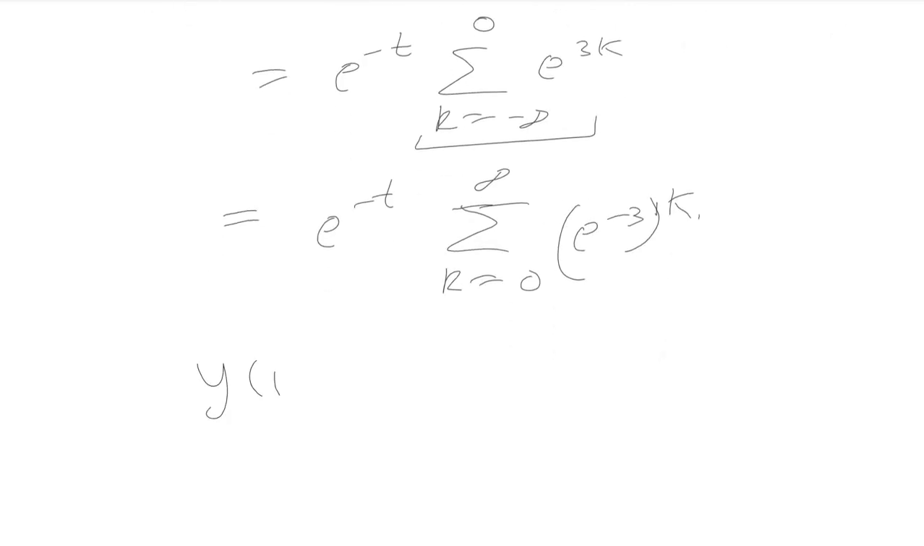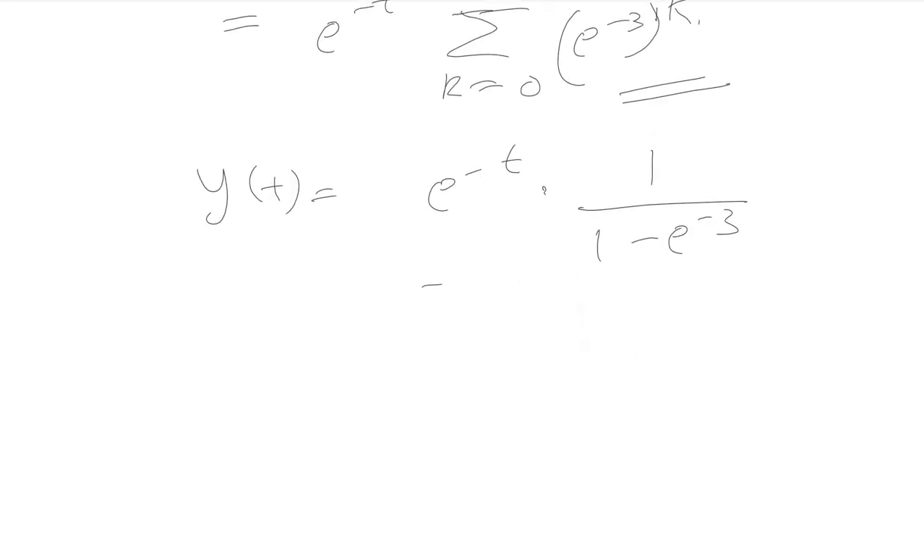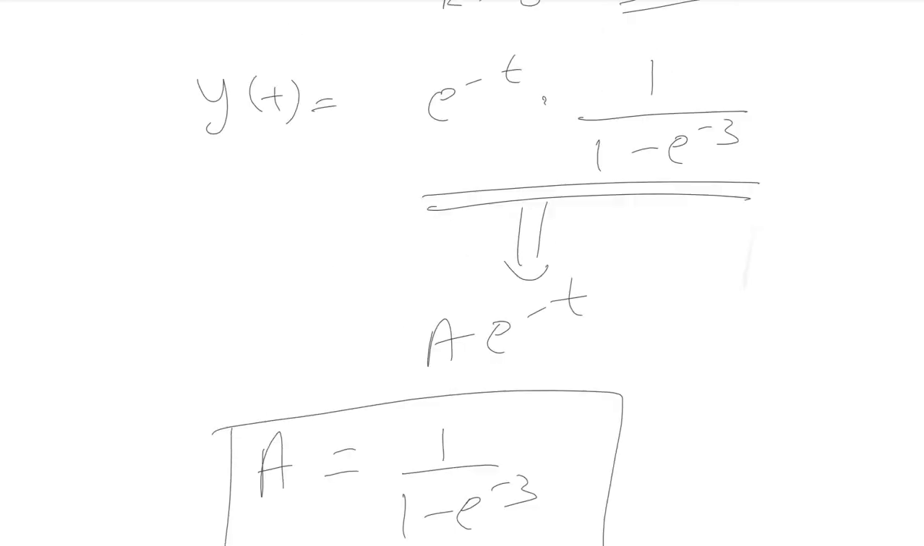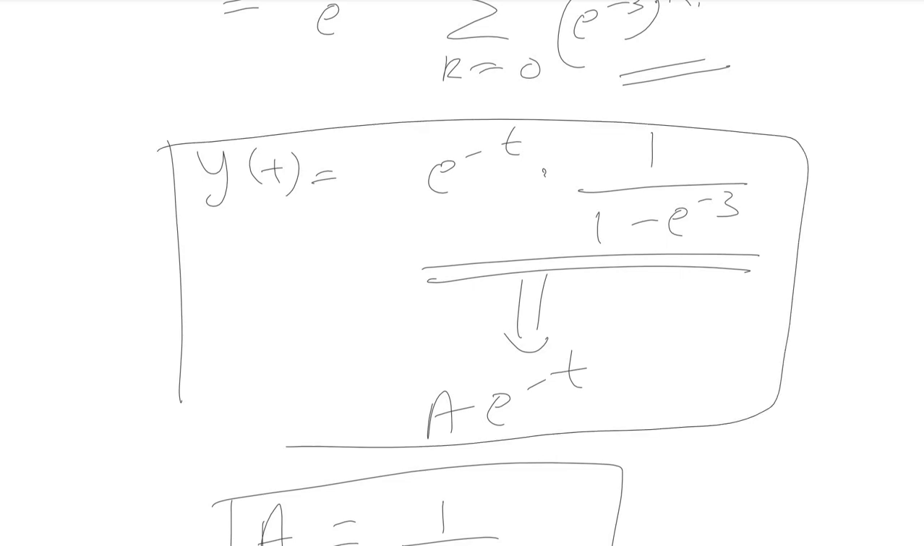And hence y(t) can be written as e raised to power minus t into 1 divided by 1 minus e raised to power minus t. It is an infinite GP. We are applying the summation formula, that is a upon 1 minus r, and so this becomes the final expression. If we compare it with a into e raised to minus t, we can say that the value of a is equal to 1 upon 1 minus e raised to minus t. This is the value of a, and this is how we are able to prove that this y(t) expression can be written in this simplified form, a into e raised to minus t.